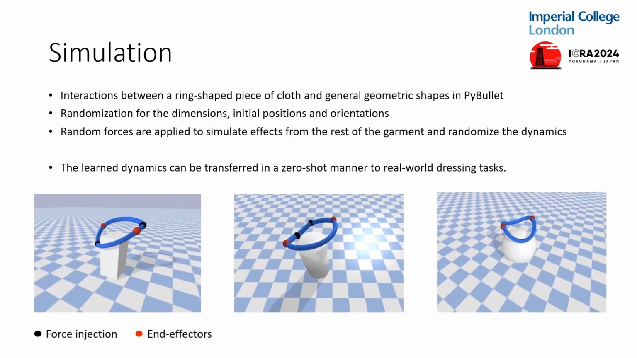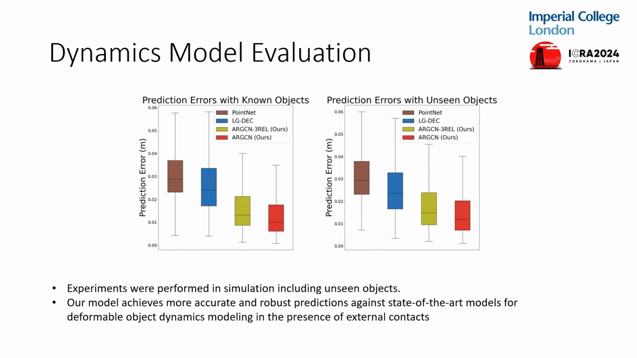To collect data for our model, we build an environment in PyBullet with a ring-shaped cloth object as the opening and general geometric solid objects. To simulate effects from the rest of the garment and randomize the dynamics, we apply random forces on the opening. We found that our model achieves more accurate and robust predictions against state-of-the-art methods for deformable object modeling with external contacts.